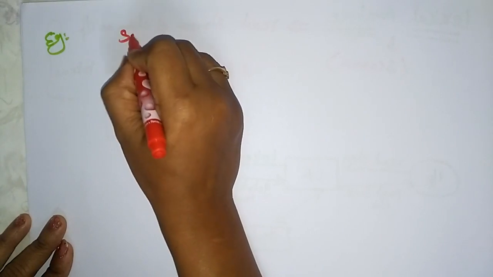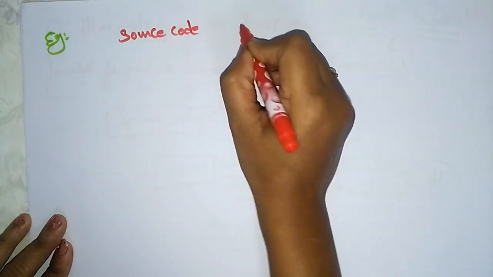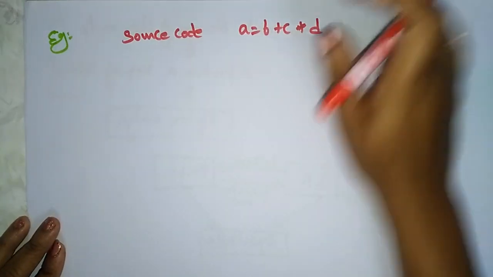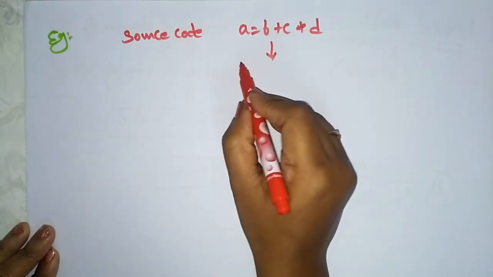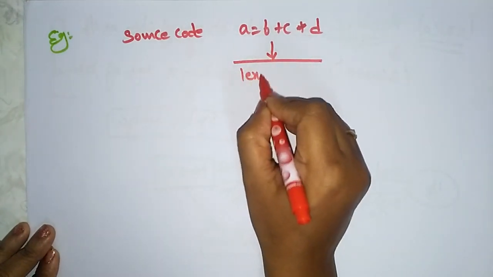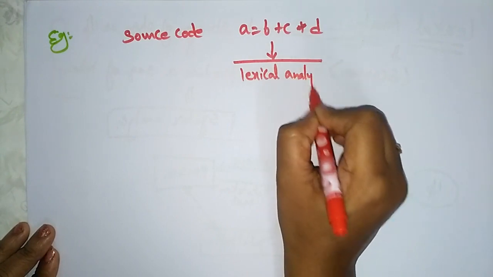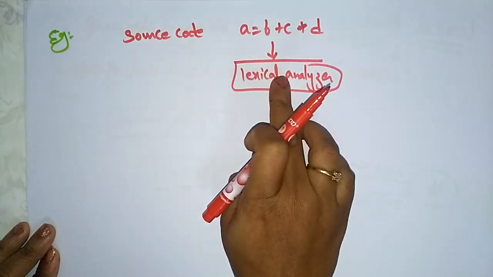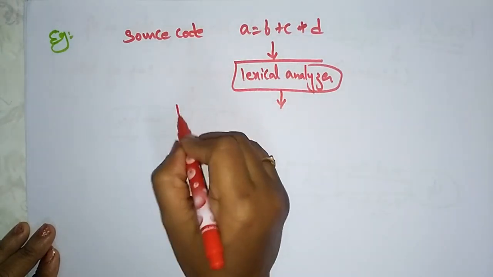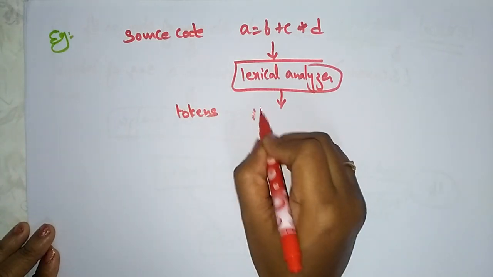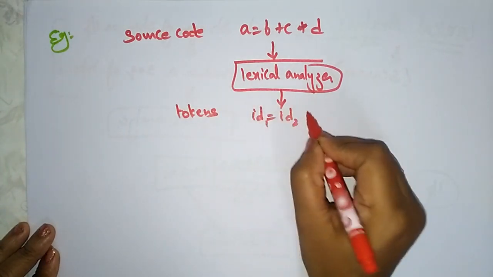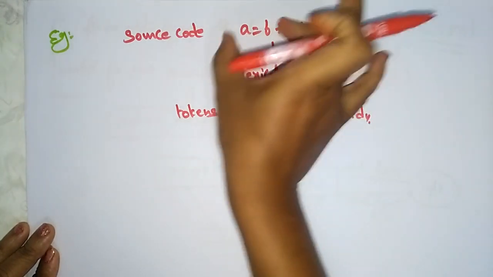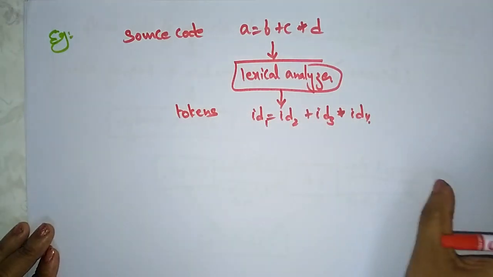Let's take a source code as an input. Let's take A is equal to B plus C into D. This is a source input which is written in a high level language. Now the lexical analyzer converts it into a sequence of tokens. It takes one character at a time and produces tokens in the form of ID1, ID2 plus ID3 into ID4. So all these characters are converted into tokens.